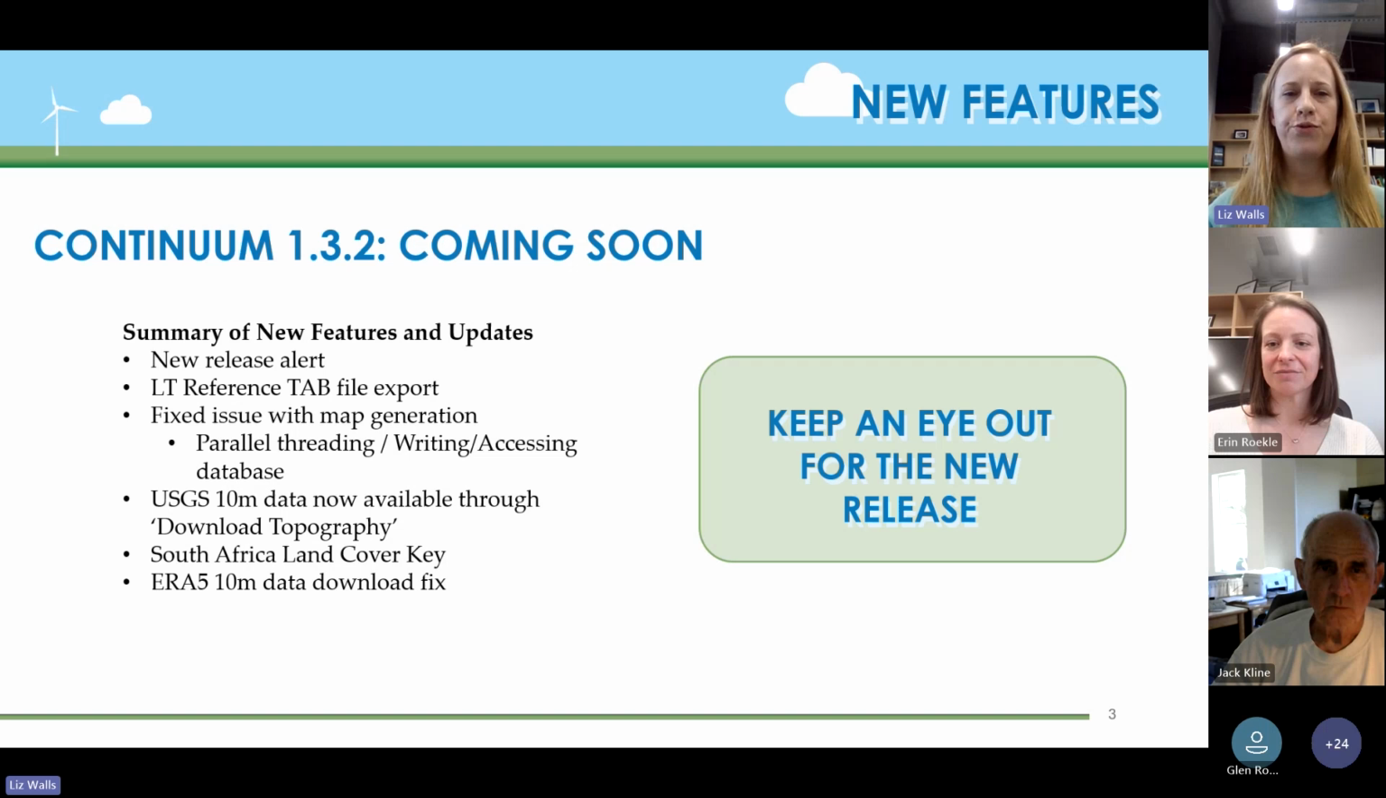Okay, so those are the new features in 1.3.2. So keep an eye out for the new release. I'll be posting it on the website when it's available, as well as on LinkedIn, and I'll send an email to all the folks here on the town hall to let you know when this new release is available.